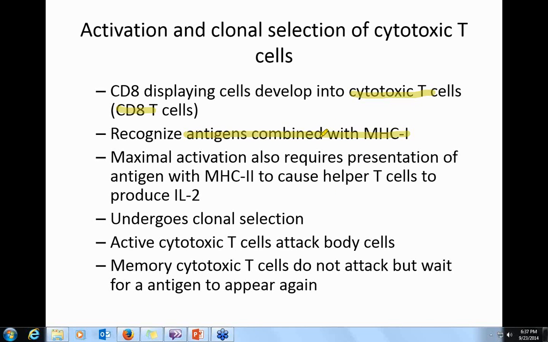And so in addition to binding to an antigen, here we have the presence of interleukin-2. So for the cytotoxic T cells to become activated, they need interleukin-2. So you can kind of think of this as the gas to get going. Then they undergo clonal selection in a lymphocyte or another lymphocyte in a lymph node or another lymphatic organ. And then the active cytotoxic T cells, they attack not so much body cells, but foreign cells. And then you have the memory cytotoxic T cells. These are for later.